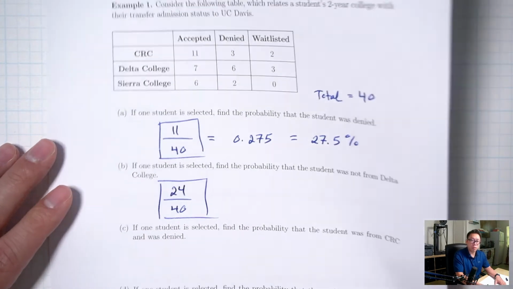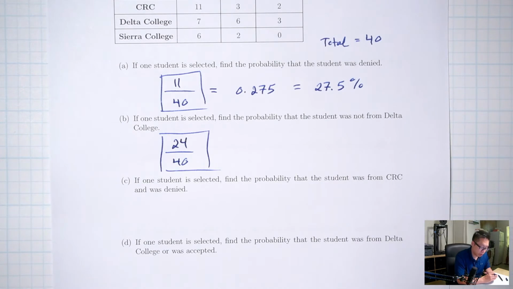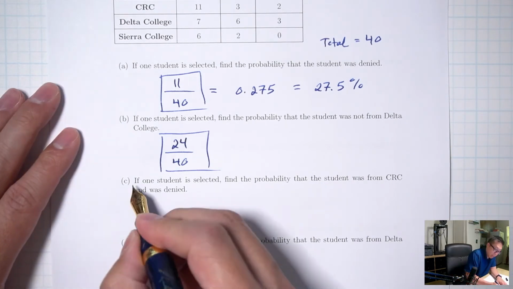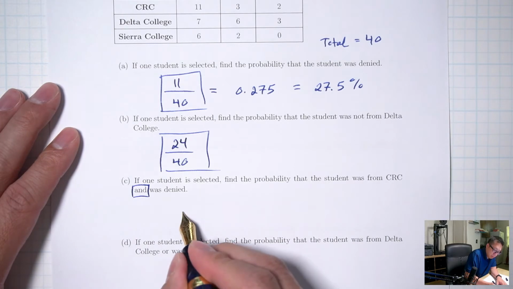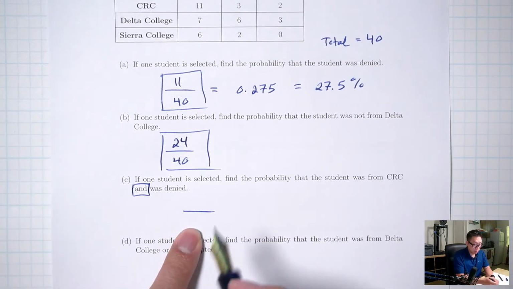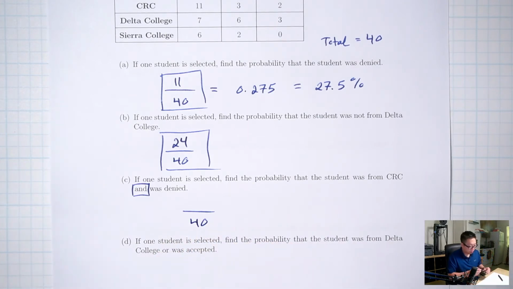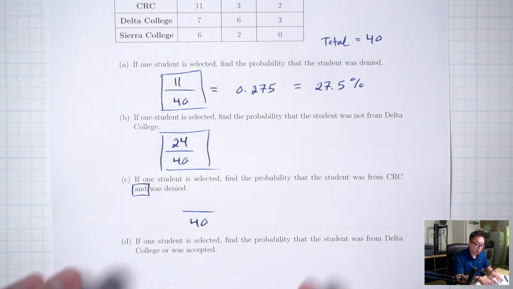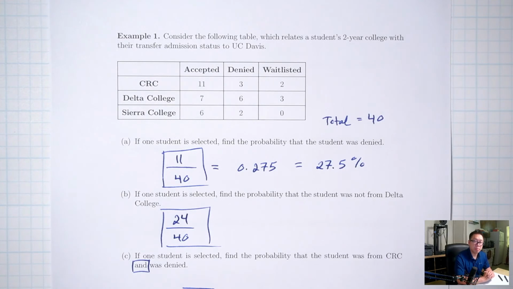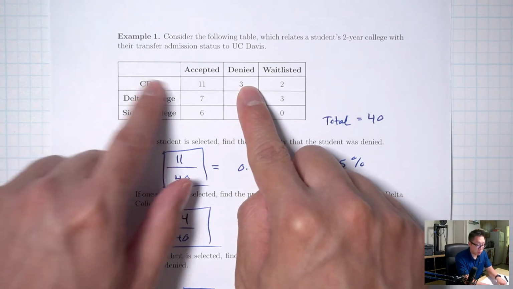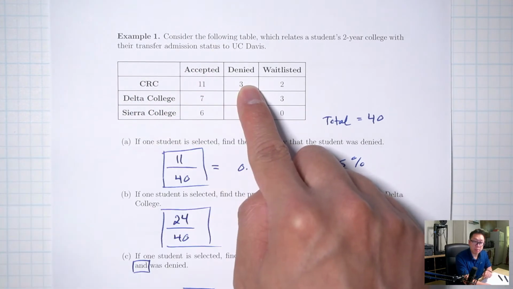Part C. If one student is selected, find the probability that the student was from CRC and was denied. So the keyword here is the word and. The bottom is still the same as before, everybody, which is 40. Now the top. How many students are from CRC and were denied? When I say the word and, I mean at the same time. So how many students are from CRC and at the same time were denied? That would be just these 3 students. So just 3.